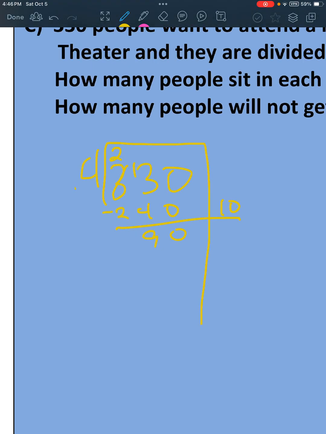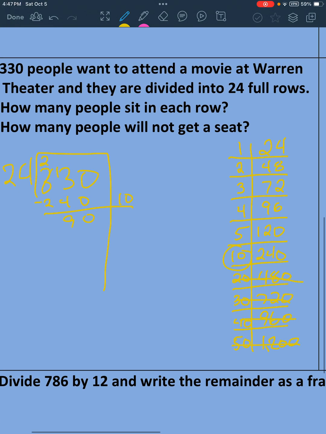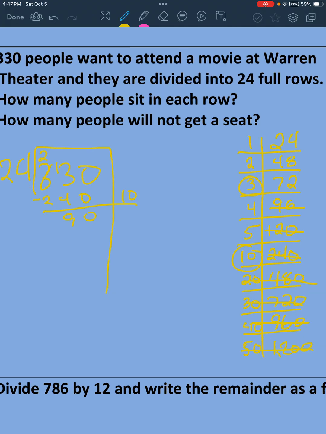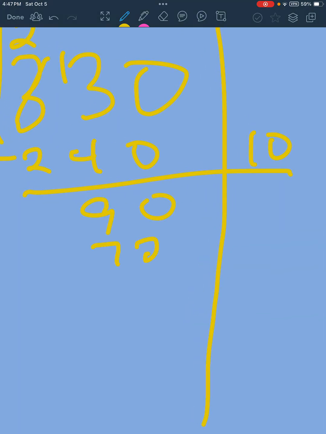Going back to my table, looking at what I can subtract. Too big, too big, too big. I'm going to circle the 3 and subtract 72. 72. And my quotient is 3. Now I've got bigger bottom, better borrow. This is 10 minus 2 is 8. 8 minus 7 is 1.